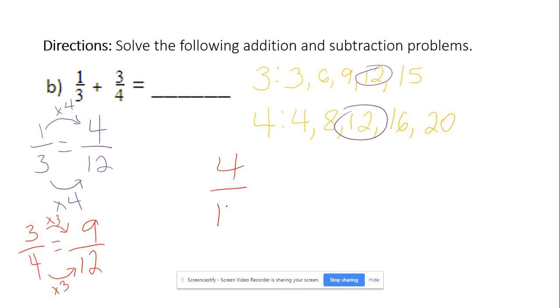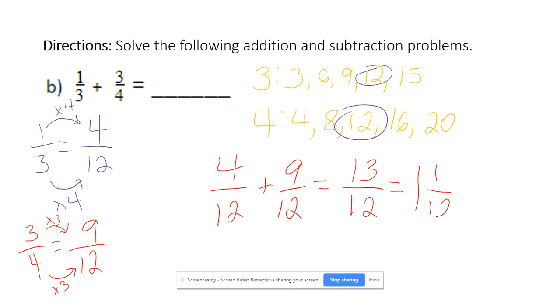So we have 4/12 plus 9/12. And remember, the 12 tells us how many pieces are in one whole. So there's still 12 pieces in one whole. We just need to add the numerators. 4 parts plus 9 parts is 13 parts. 13/12, well, 13 is bigger than 12, so we know we have at least one whole, which is 12/12. We need one more part to get to 13/12. So that's 1 part out of 12. 1 and 1/12.